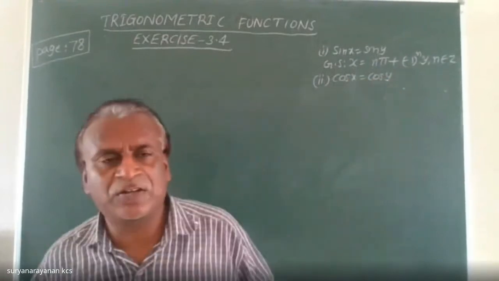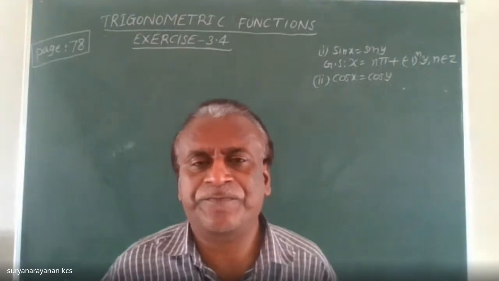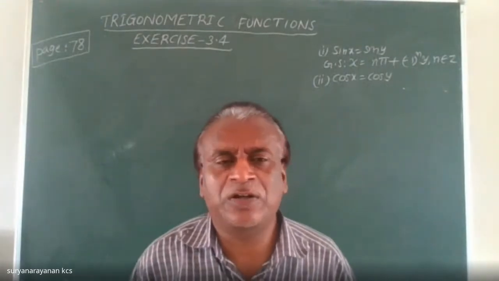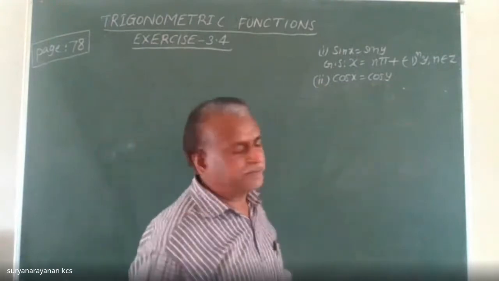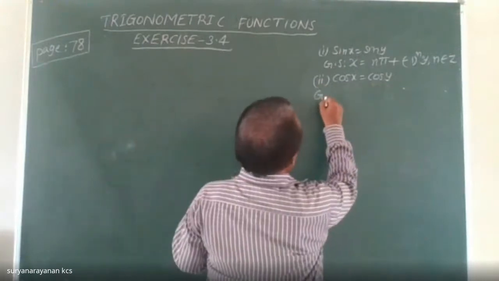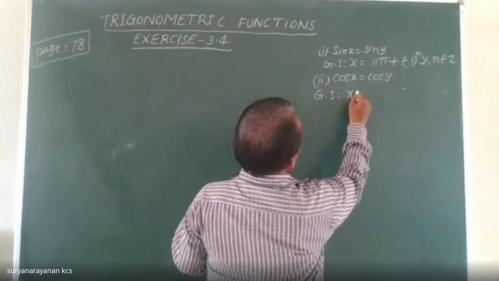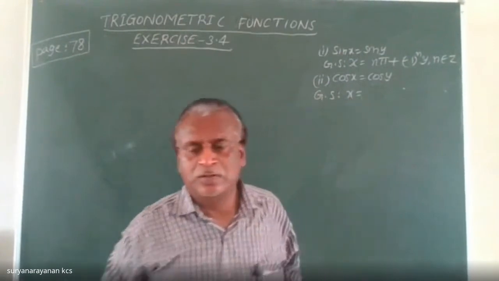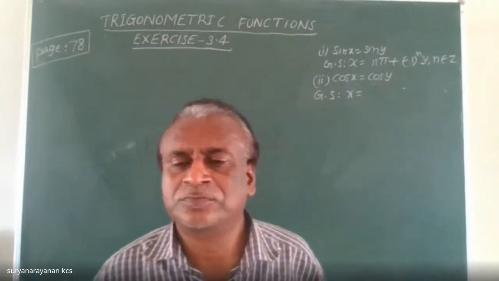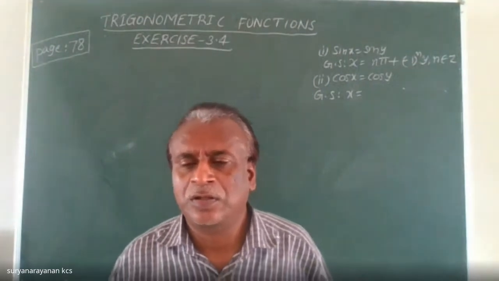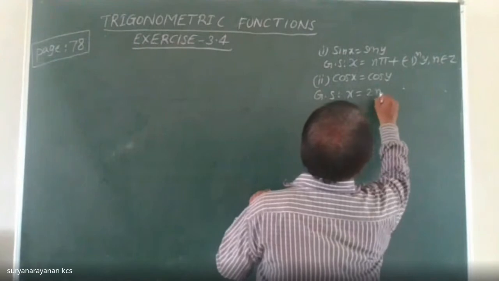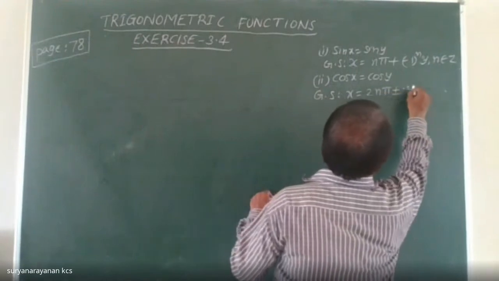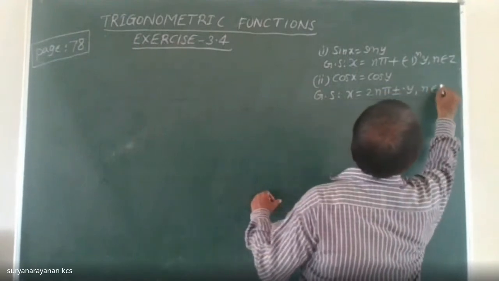For the equation cos x is equal to cos y, what is the general solution of the trigonometric equation cos x is equal to cos y? Yes, x is equal to 2n pi plus or minus y, where n belongs to Z.